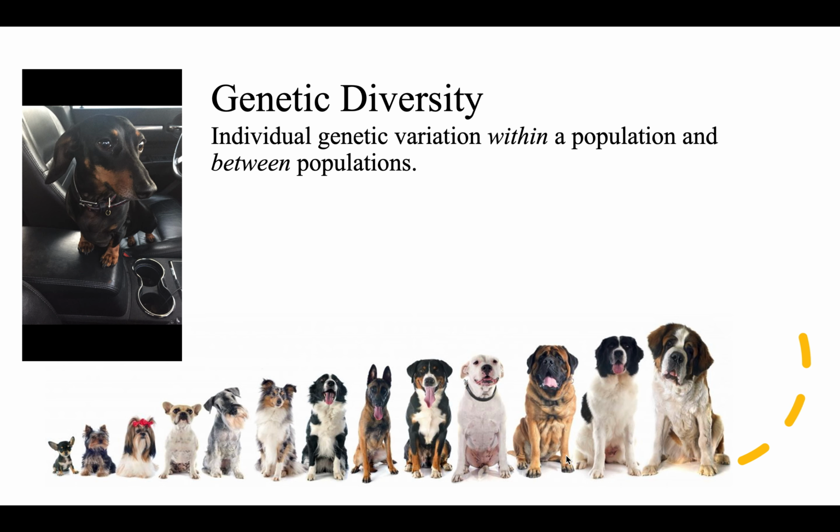So, for example, dogs have high genetic diversity. They come in a wide variety of sizes and shapes and different traits and things. Here's a photo of my dog, Phoebe. And it's also important to note that from dog to dog, at an individual level, and also looking at the entire population, they vary greatly.